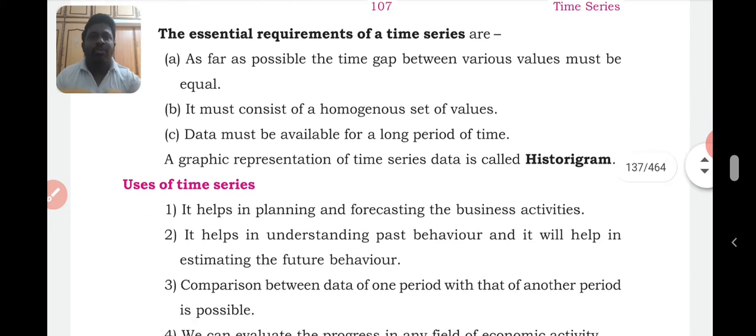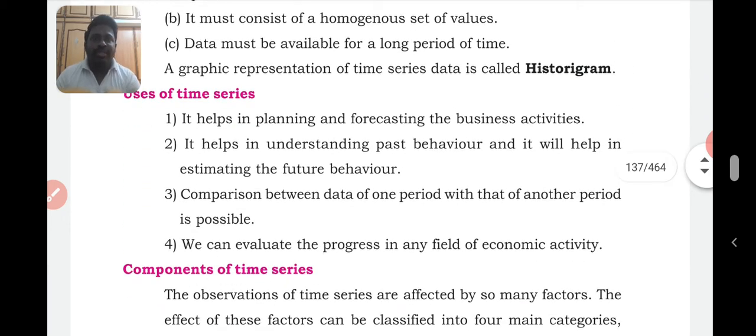So now we'll go for the uses of time series. Firstly, it helps in planning and forecasting the business activities. So what is the use of time series? If you arrange the data, what will be the use? The first one is planning and forecasting of the business activities.